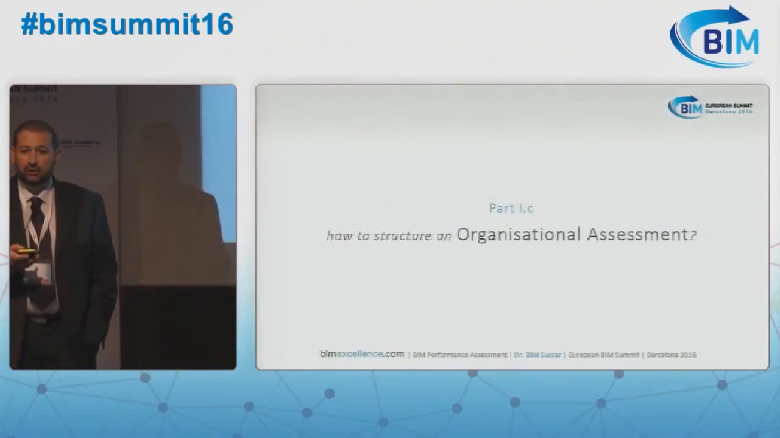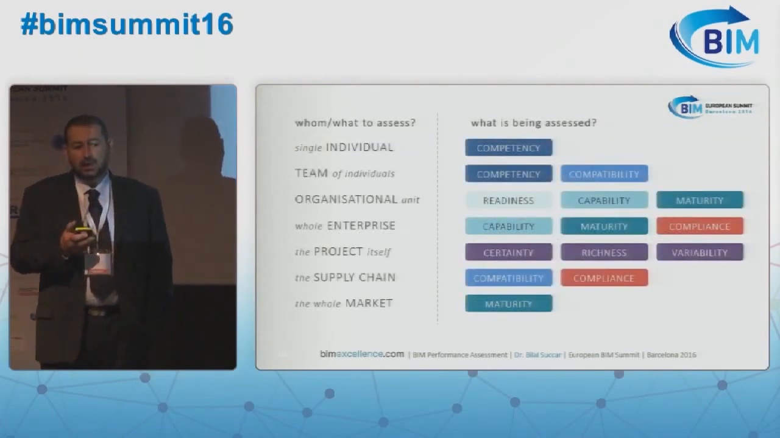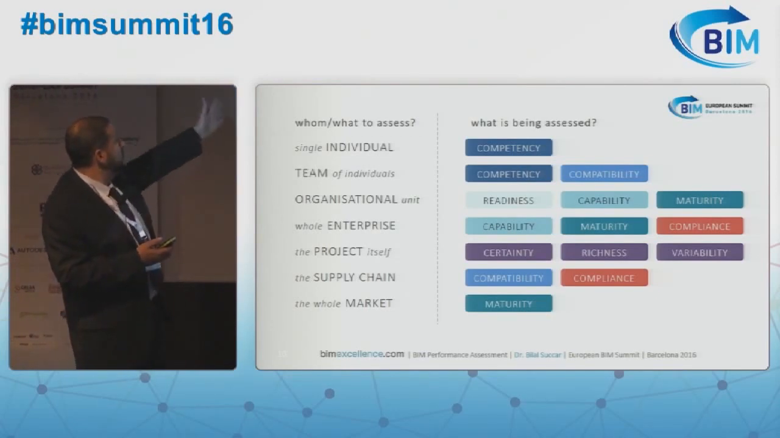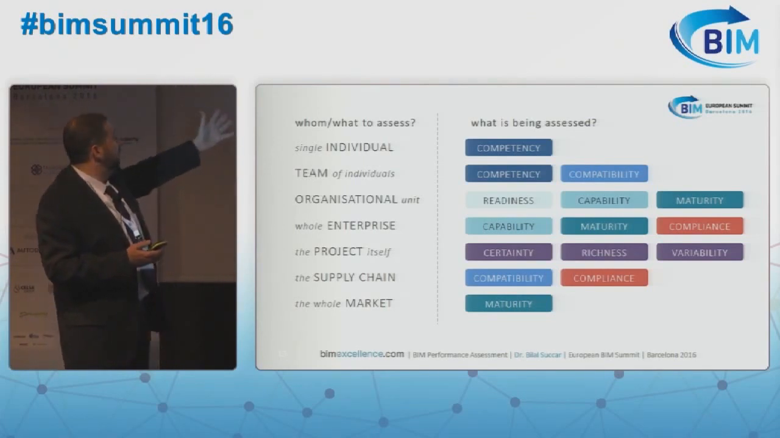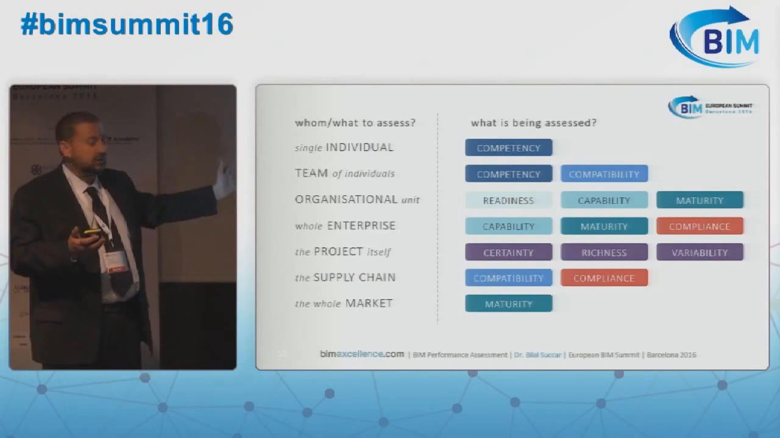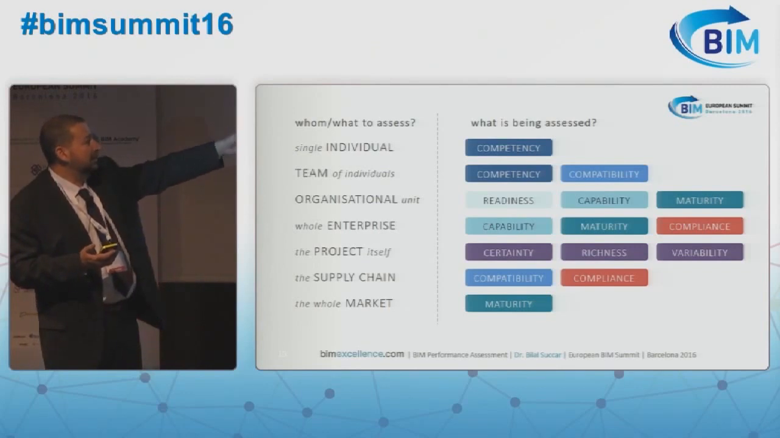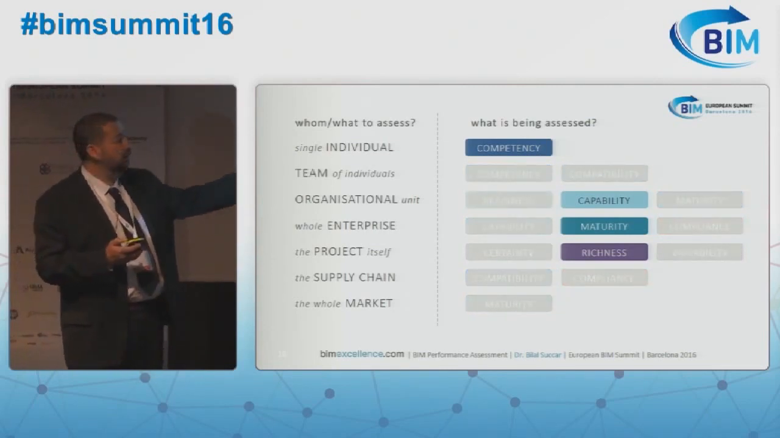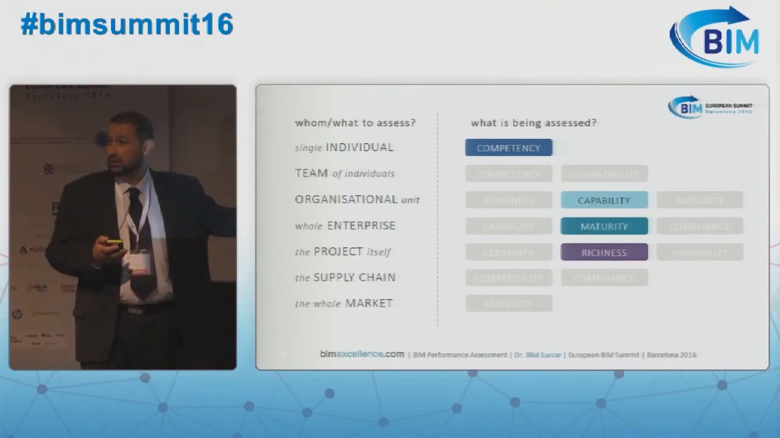So how do you structure an organizational assessment? There are many, many, many ways. I'm just going to cover a couple of things, but before we do that, these are the types of things that we typically measure. On the left, you've got whom or what to assess: the single individual, the person, a team of individuals, an organizational unit, the whole enterprise. Each one of these is different, so they have different metrics. On the right, you have all these metrics: competency, compatibility, capability, maturity, compliance, etc. For today, I'm just going to focus on competency, capability, maturity, and, when we're looking at the project itself, something called richness.